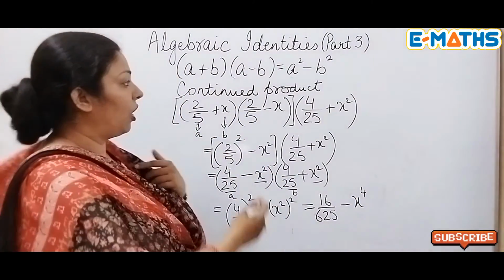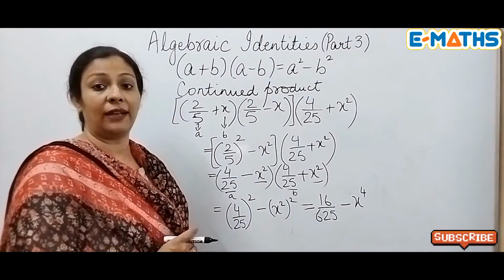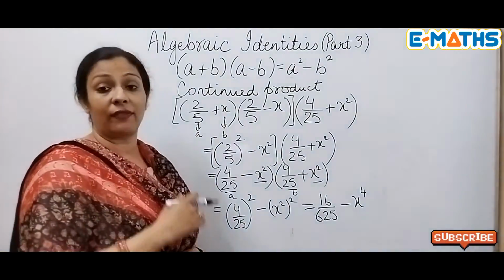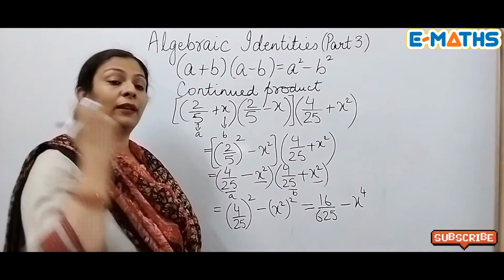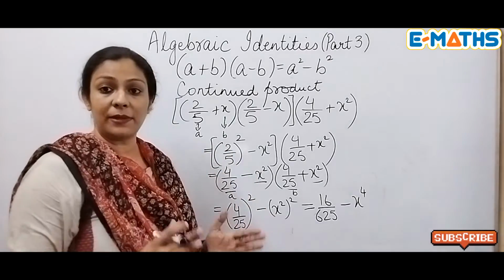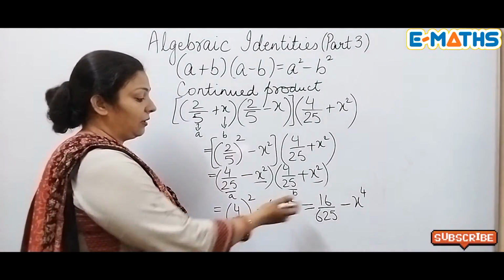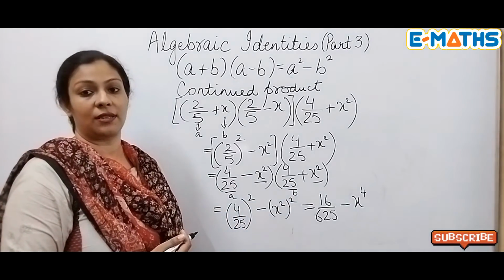So that's how we solve continued product when we have a question of such kind, where you have 3 brackets, 3 things to multiply, and then you'll use this method. Just look at the terms and make out which identity is applicable over here, and see, we got the answer in the simplest form.